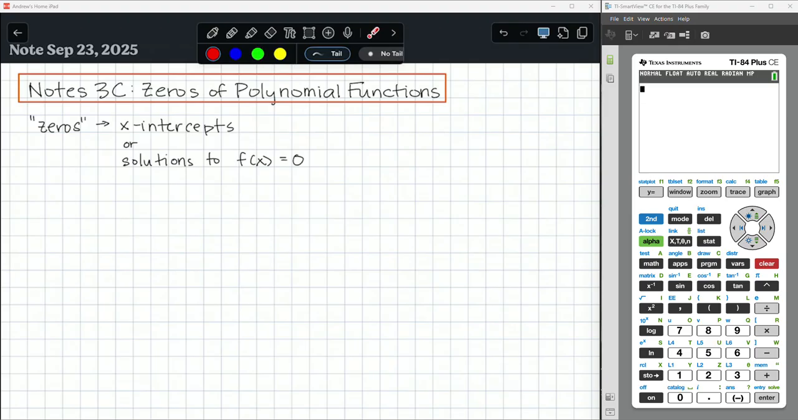We're going to use 3 theorems to help us find these zeros. The first 2 have to do with remainders when we perform division on polynomial functions. So we're going to start with something called the remainder theorem.